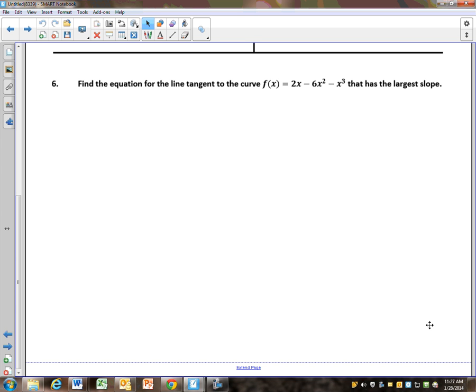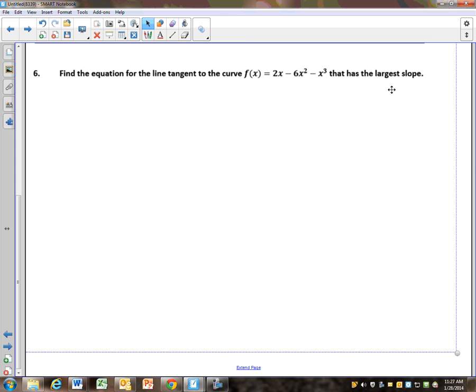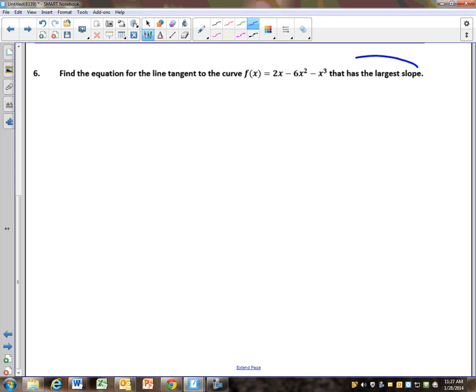It says, boys and girls, find the equation for the line tangent to the curve 2x minus 6x squared minus x to the third that has the largest slope. What is the phrase that is driving this problem? Largest slope. Okay.